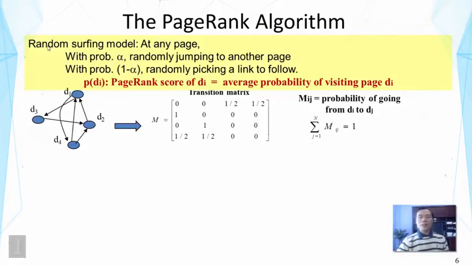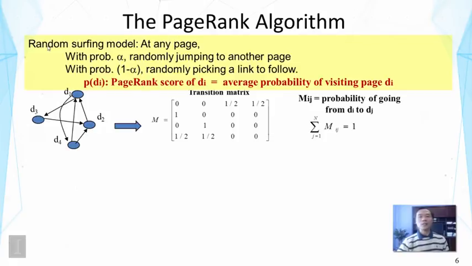Now imagine a random surfer is really doing surfing like this. Then we can ask the question, how likely on average the surfer would actually reach a particular page, like D1 or D2 or D3. That's the average probability of visiting a particular page. And this probability is precisely what PageRank computes. So the PageRank score of a document is the average probability that the surfer visits a particular page.